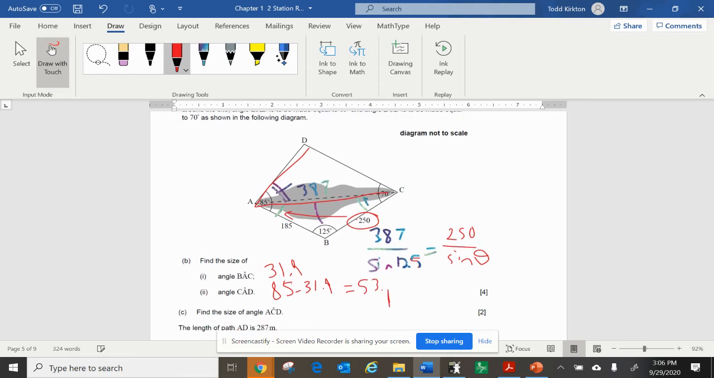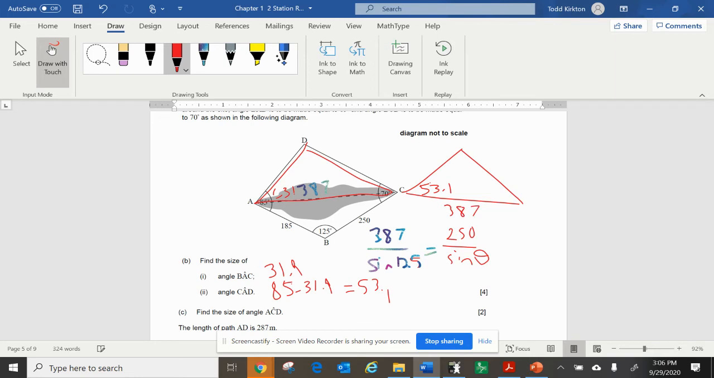Then it says find the size of angle ACD. So again, we're going to go up here. I'm going to erase some stuff. Put things on my picture that I know. So I'm talking about this triangle now. And I know that we just found CAD. So this is 53.1. Let's draw that triangle out here, and this is 387.